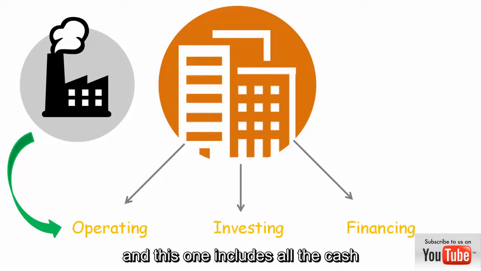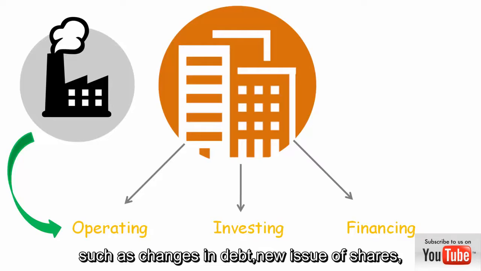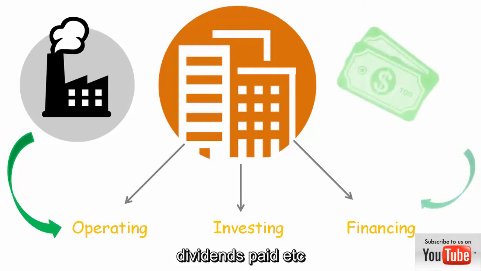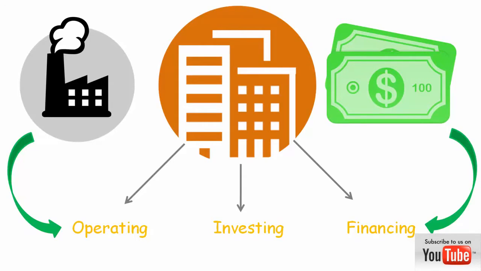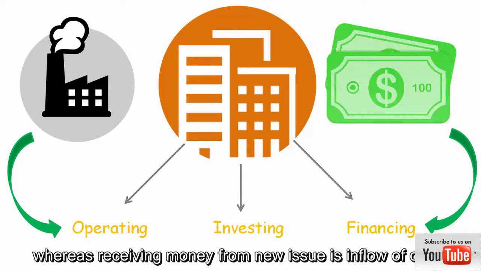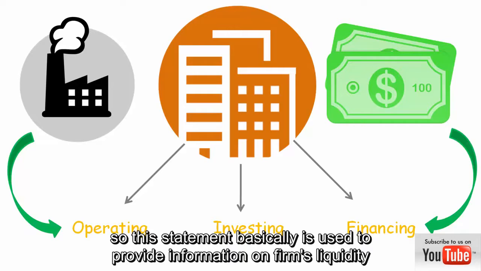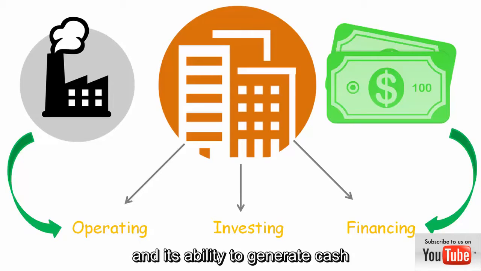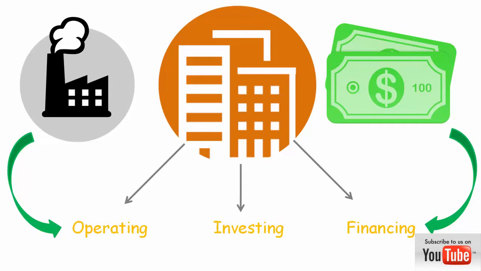And this one includes all the cash that the company generated from the financial activities or spent on them, such as changes in debts, new issue of shares, dividends paid, etc. So when the company pays the dividends to the shareholders, it's an outflow of cash, whereas receiving money from new issue is inflow of cash. So this statement basically is used to provide information on the firm's liquidity and its ability to generate cash from various activities, which tells a lot about the company's well-being.